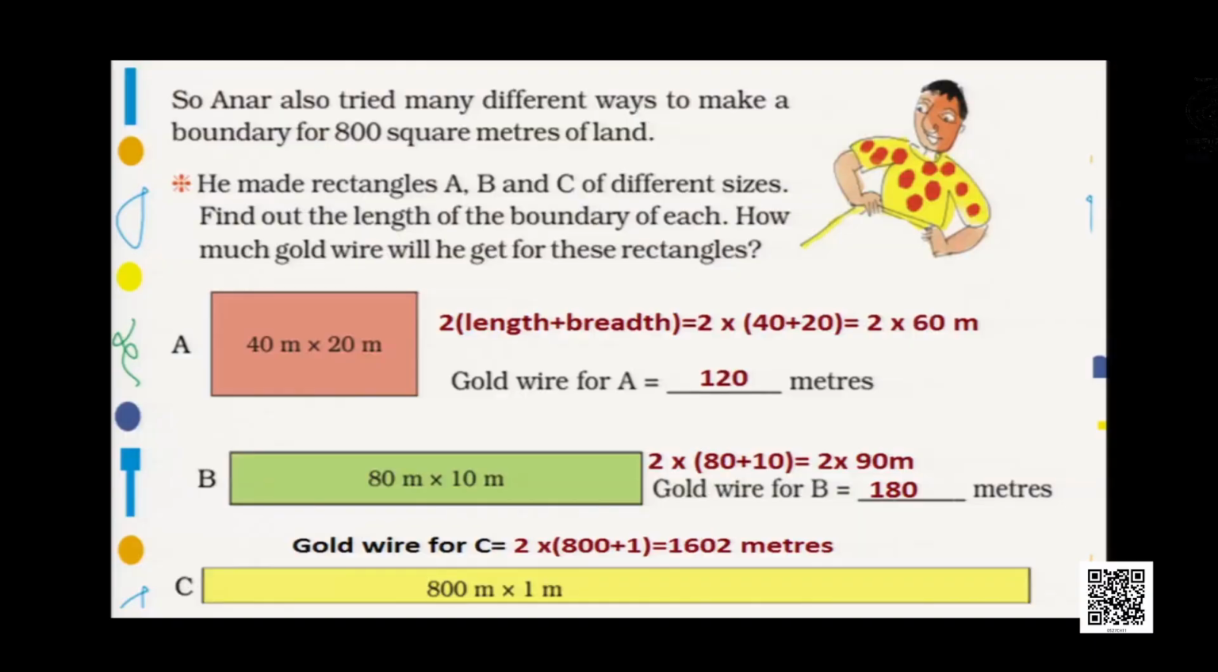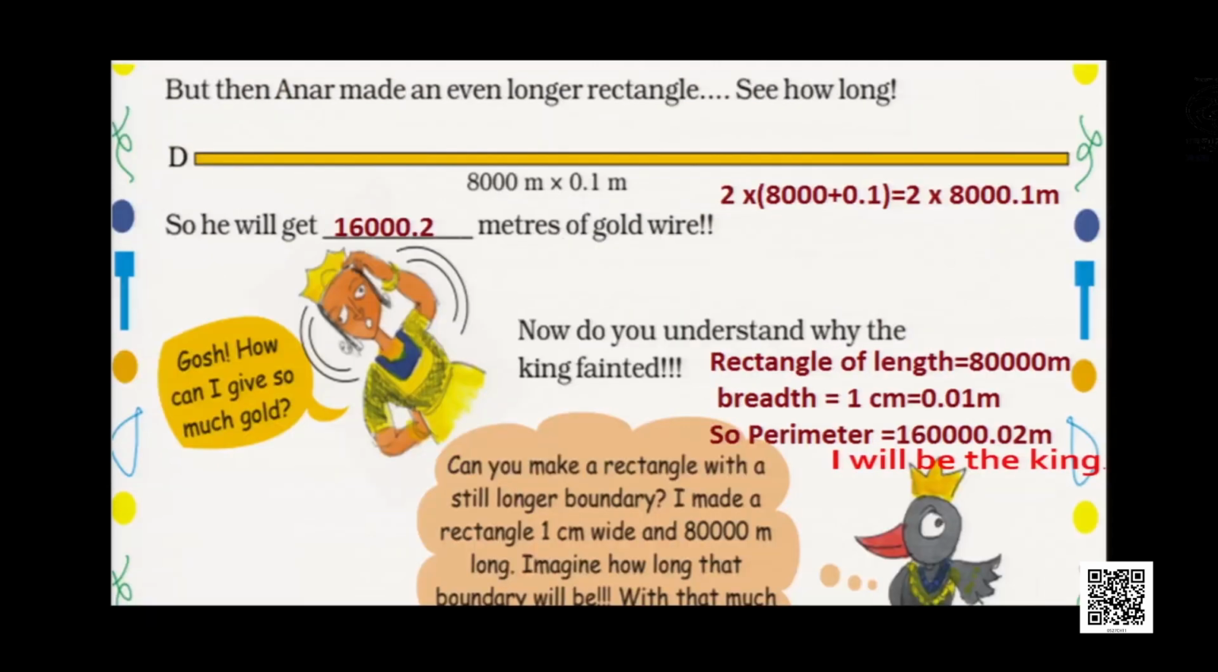So, by trying and trying, Anar is increasing the length of his gold wire. Next, he made 8000 meter into 0.1 meter. Oh my god, its area is also 800 square meter, 800 into 0.1, but its perimeter is 16,000.2 meters of gold wire. Now the king has fainted. He has not thought that Anar will take so much of gold.